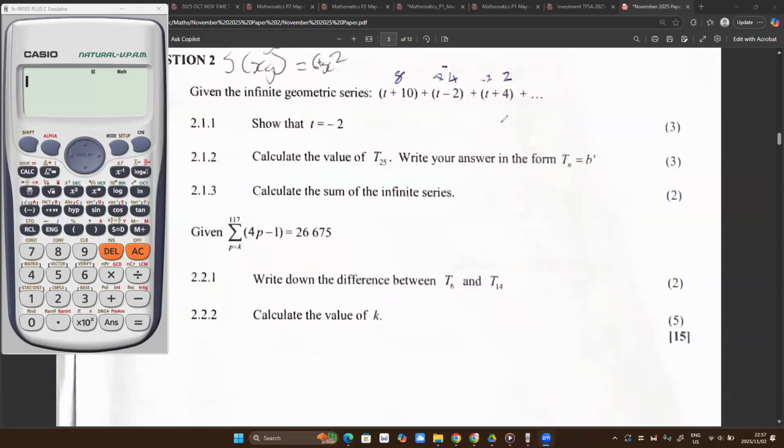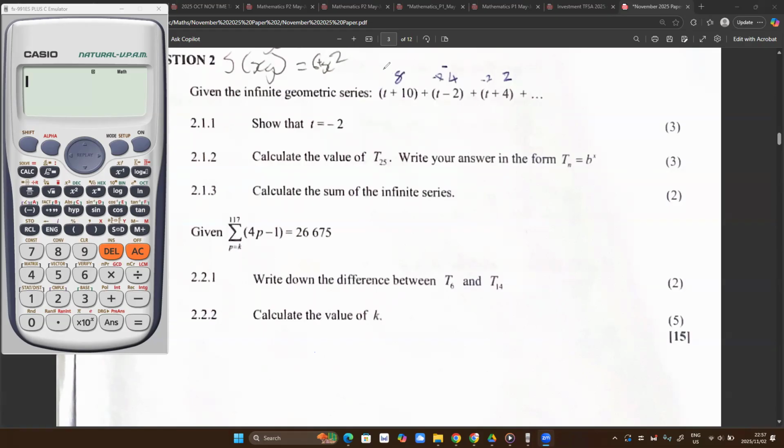Hi guys, today we are doing grade 12 maths paper 1 and we are looking at question 2 of the November 2025 paper. We are given the infinite geometric series t plus 10, t minus 2 and t plus 4, and we are asked to show that t is equal to negative 2.